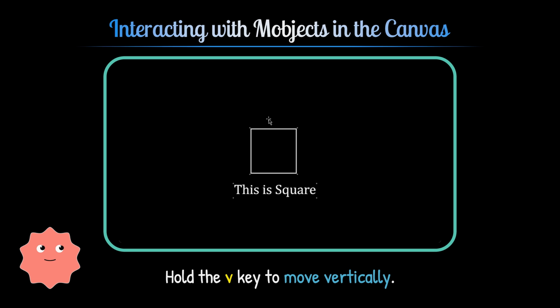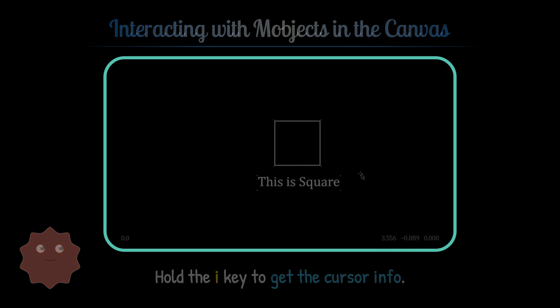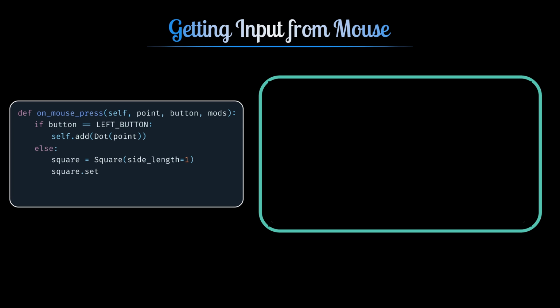Now, if I press and hold the A key, you will see the cursor location displayed in the bottom right corner of the window. It gives us the information where the cursor is. Let's say we want to add a dot at the cursor location when I click it. We can easily modify that by overriding the mouse click function. So if I press my mouse at various locations, I can see that Manim is adding the dots.